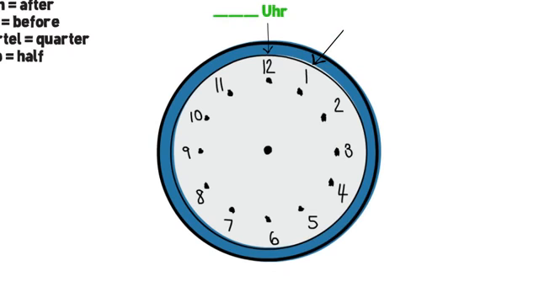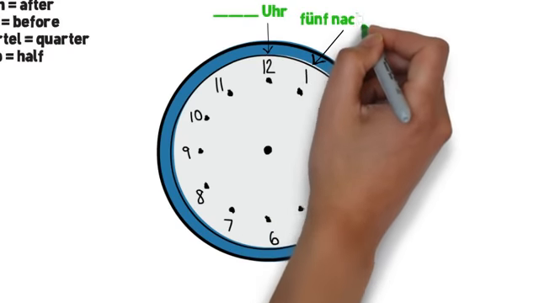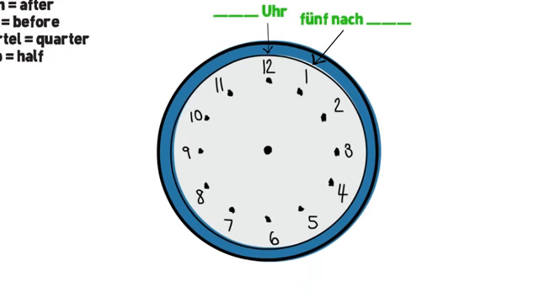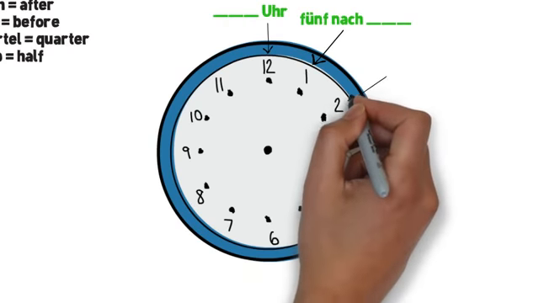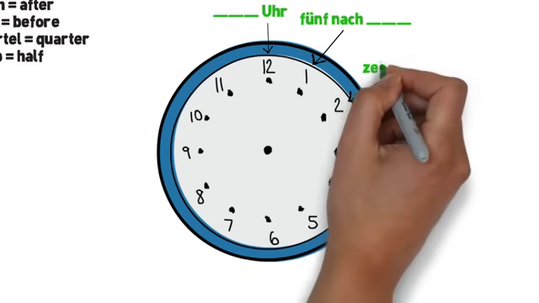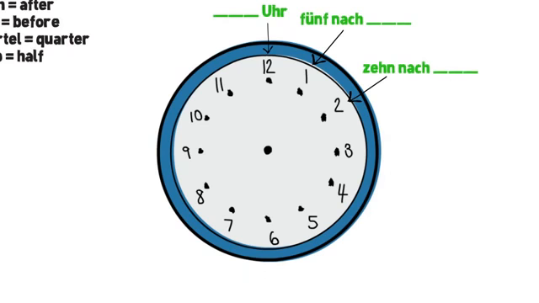5 minutes later, it's now 5 after the hour. So here we'd say 5 nach, whatever the hour was. 3:05 would become 5 nach 3. 4:05 is 5 nach 4. 5:05 is 5 nach 5. 6:05 is 5 nach 6, and so on. Next, it's 10 after the hour, so now we'll say 10 nach. 7:10 is 10 nach 7. 8:10 is 10 nach 8. 9:10 is 10 nach 9, and so on.